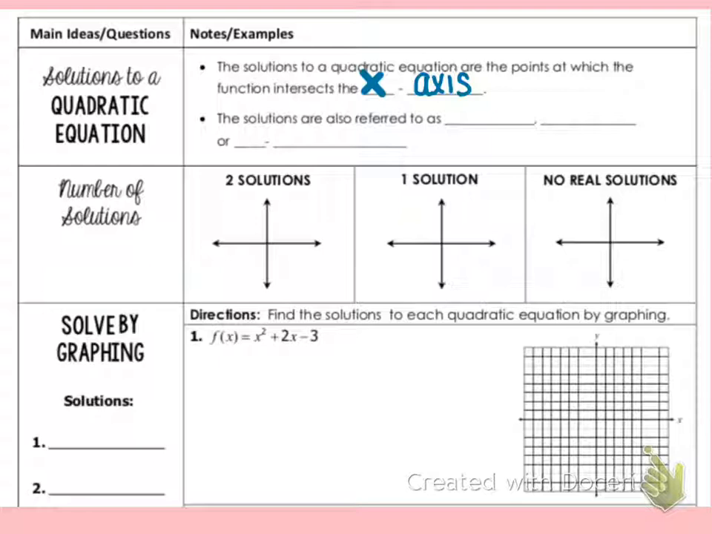The solutions are often called other things. We refer to them lots of different ways, but they all really mean the same thing. They're called roots, so they'll say the root of the equation. They call them x-intercepts for obvious reasons, since it's where they cross the x-axis. And you'll also hear them referred to as zeros. So you've got solutions, roots, and x-intercepts. They all mean the same thing.